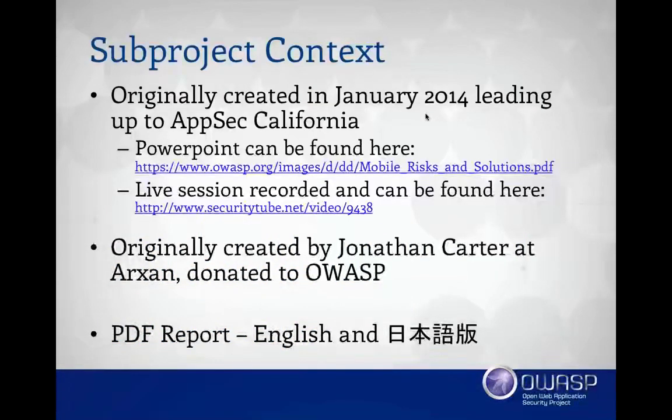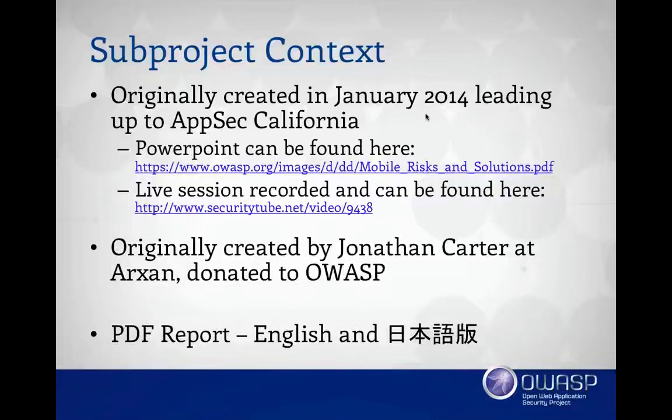So the sub-project was originally kicked off in January 2014 as a lead-up to AppSec California. I was going to AppSec California at the time on behalf of ArcSan, and I presented there and did a whole discussion around all of the different types of risks that I wanted to include in this sub-project.